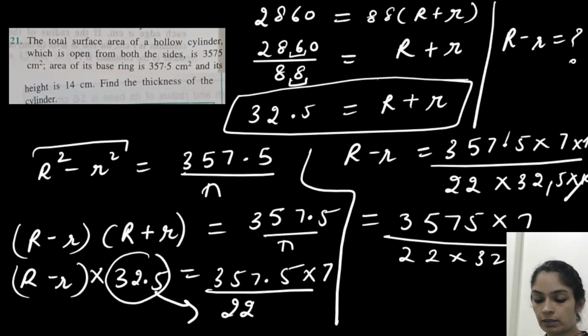So Suchitra has the thickness of the cylinder as 3.5 centimeter. Okay, calculations. 3.5, so that means 7 by 2 you should get. Shiva Shankar, everything you multiplied, 3.5.